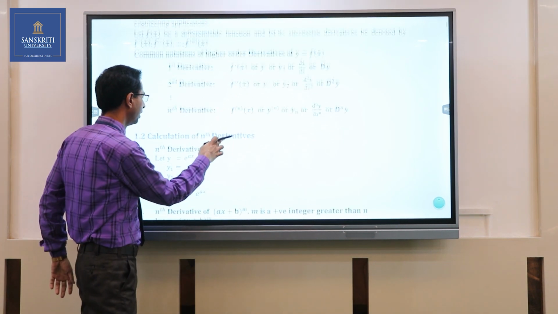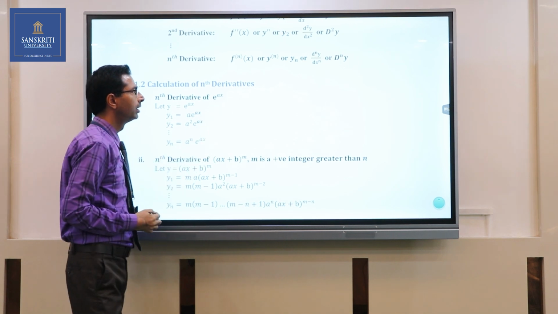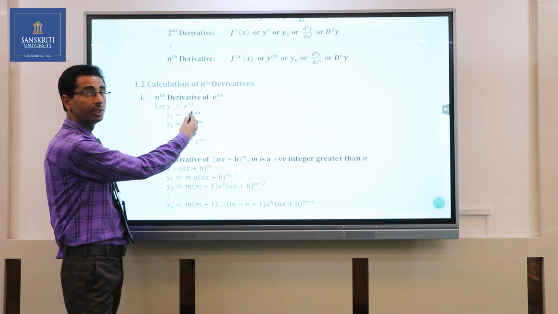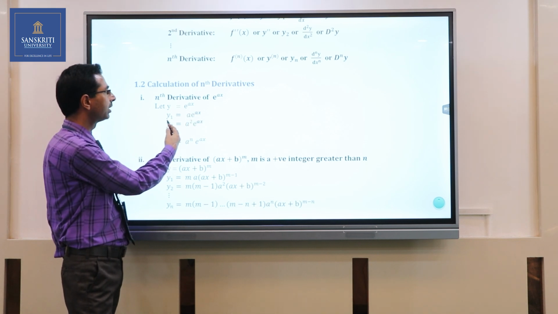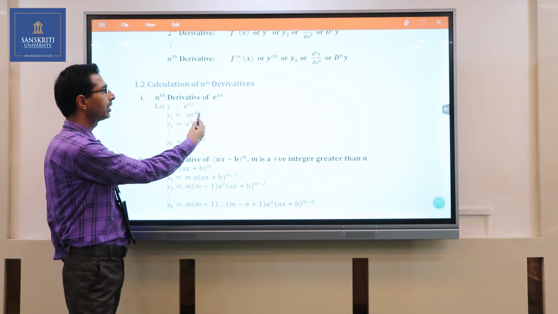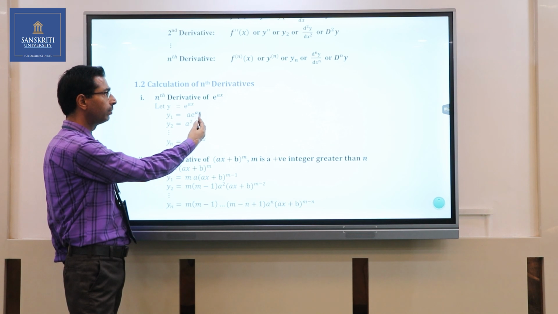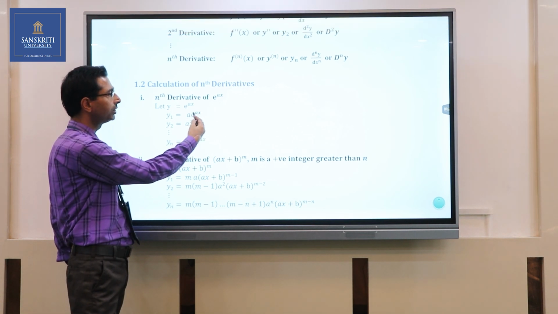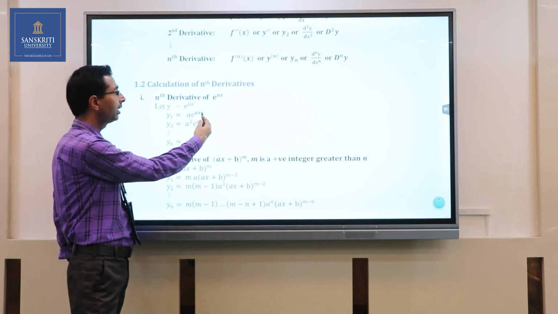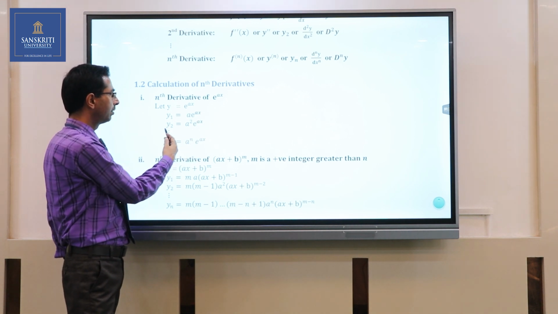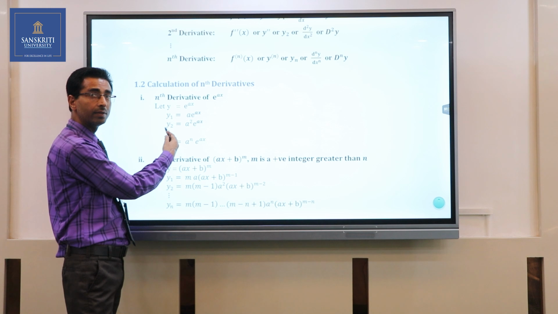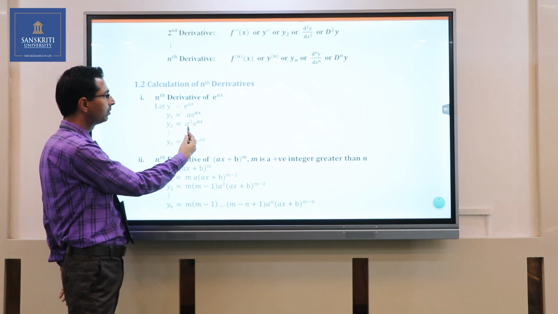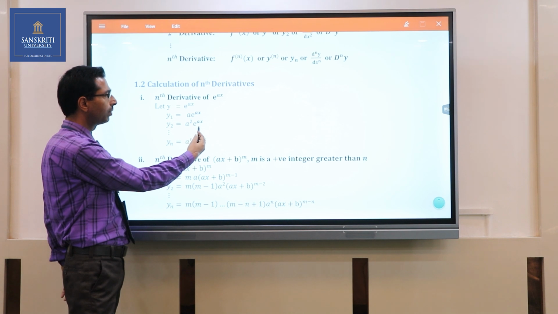So first we derive e to the power ax. Suppose we take y is equal to e to the power ax and differentiate with respect to x. y1 is equal to a e to the power ax, because the differentiation of e to the power ax is e to the power ax, and again we differentiate ax, that is a only. Again the derivative of y1 is called y2, a square e to the power ax.